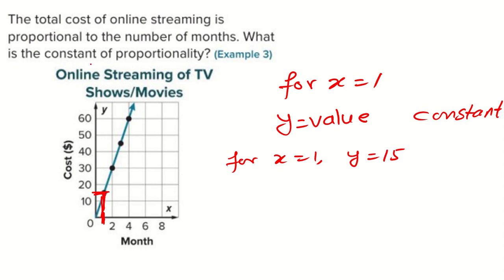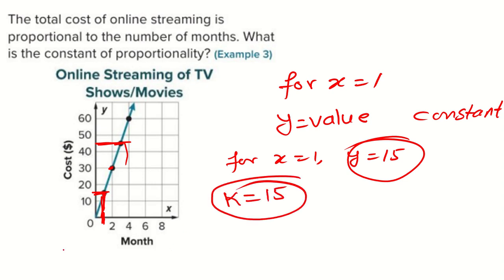What we have to find? Constant of proportionality. So how is it changing? Now you see, for 1 it is equal to 15, for 2 it is equal to 30, for 3 it is equal to 45. So by which value is it changing? It is changing with the value of 15. So in this case, the constant of proportionality will be 15.